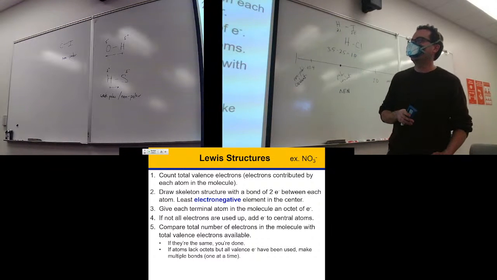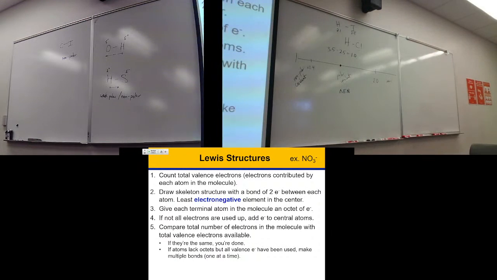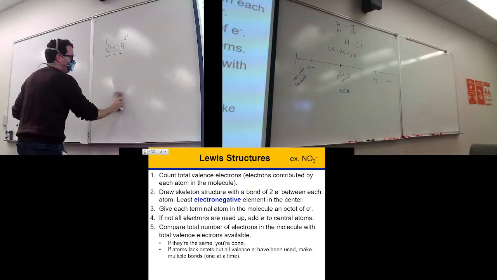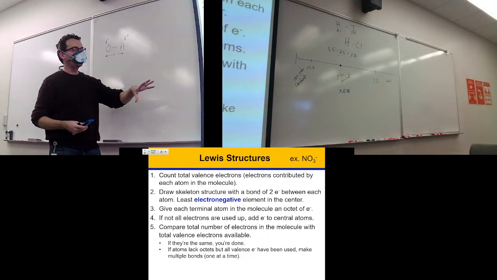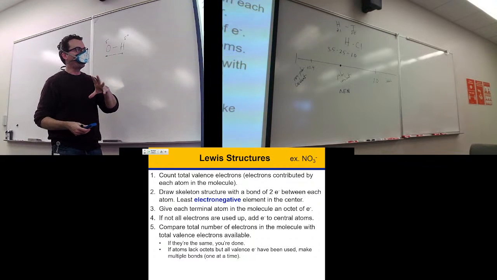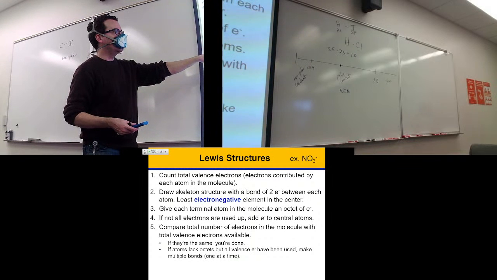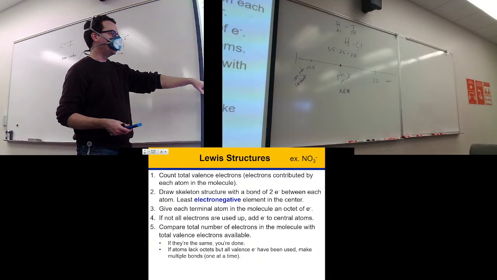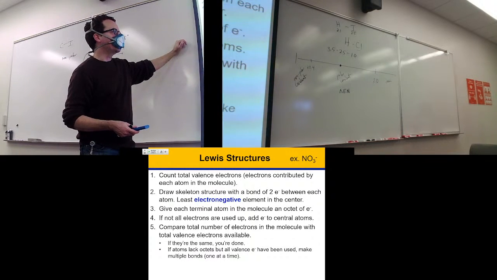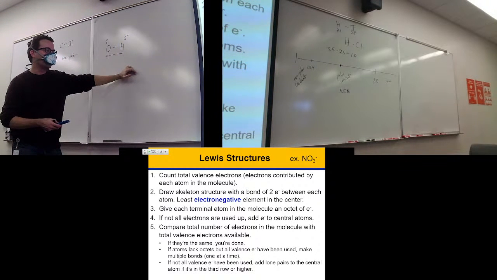This is a different technique. I'm not a fan of this one, but this one works for some people. So for this one, instead of doing the octet rule for the central atom using the electrons you have available, we're automatically adding electrons to the central atom and then checking to see if no, I don't like this one. Let's skip this. I don't like this. I should have removed this part of the slide.